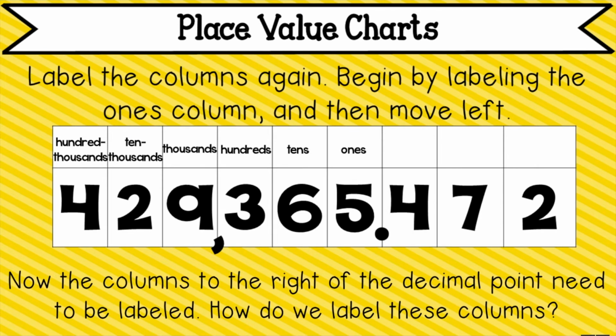Okay, so now the columns to the right of the decimal point need to be labeled. But how do we label these columns? That first place value after the decimal is called the tenths with a TH at the end. So it's different than tens. Don't get them confused. This is tens, this is tenths with TH at the end. And then the next place value is hundredths, and then we have the thousandths. All right, so tenths is right after the decimal point, hundredths is 2 places after the decimal point, and thousandths is 3 places after the decimal point. All right, remember, pause and go ahead and fill out your chart if you need to.